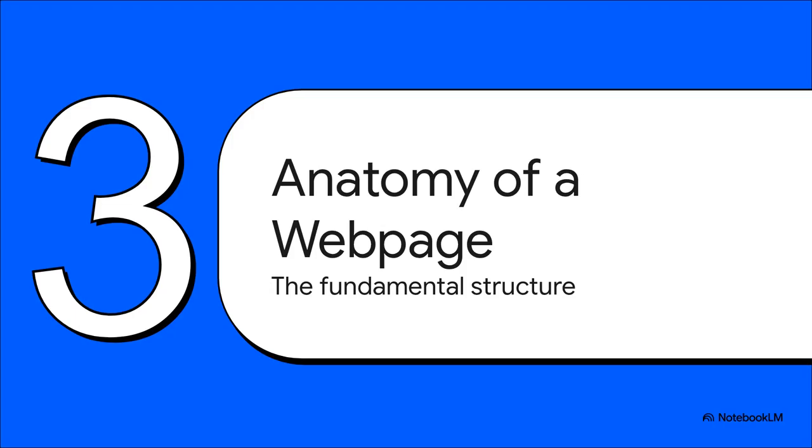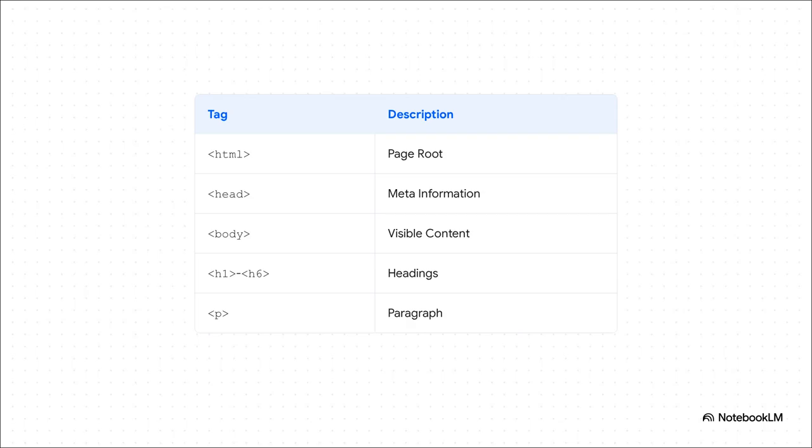Okay, theory is great, but let's get practical. It's time to look at the anatomy of a web page. Think of this as the basic skeleton that holds up every single website, from a simple personal blog to a massive site like Amazon. These right here are the absolute essential building blocks. You can almost think of them like Russian nesting dolls. The biggest, outermost doll is the HTML tag. Everything else lives inside it.